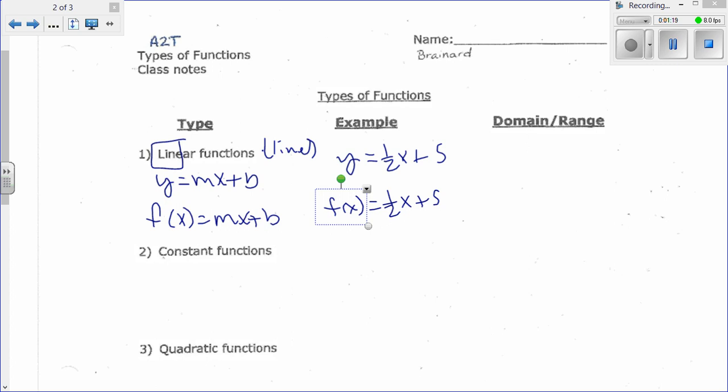So an example would be y equals 1/2 x plus 5, or f of x equals 1/2 x plus 5. The domain for any line is all real numbers, because there isn't one number that I can't include in the domain, and the range is also the same, because lines go on forever and ever. So all real numbers for the range.